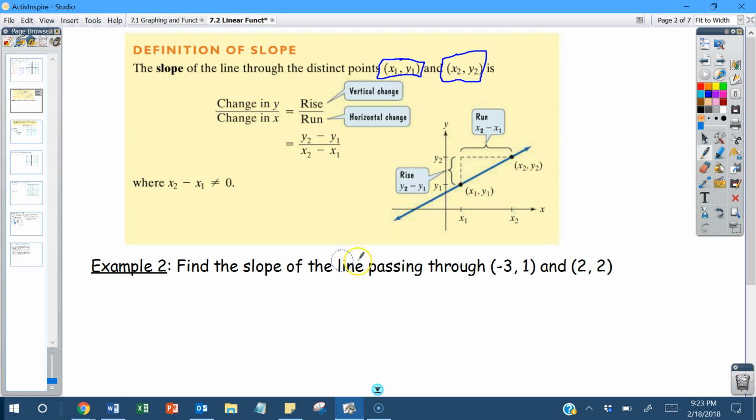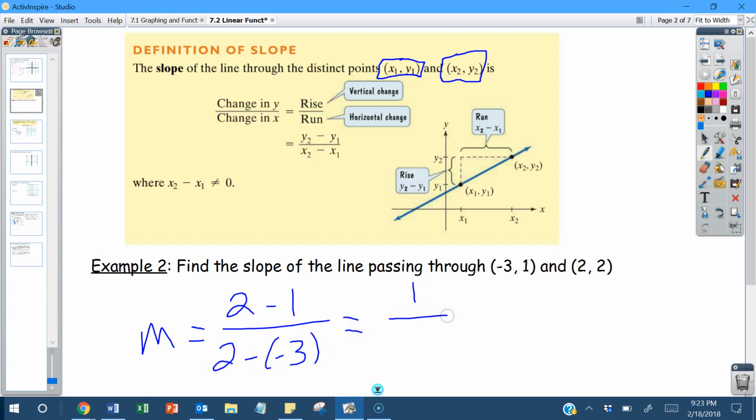Here's an example where I have 2 points. And so this is my x1, y1, this is my x2, y2. So my slope then is going to equal, we're going to start calling this m, is going to be equal to y2 minus y1, so 2 minus 1, over x2 minus x1, 2 minus -3. And this ends up being 1 over 2 plus 3, which is 5. So that's my slope, 1 over 5. So if I have any 2 points on a particular line, it doesn't take me that long to find the slope. In fact, I just have to use this formula.